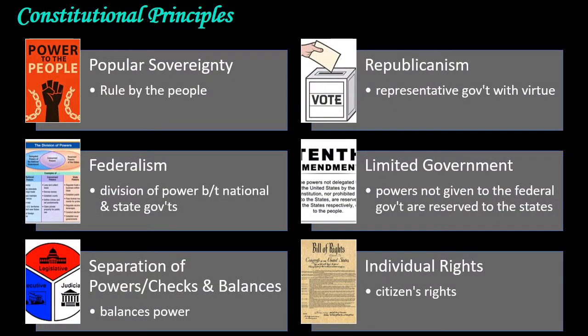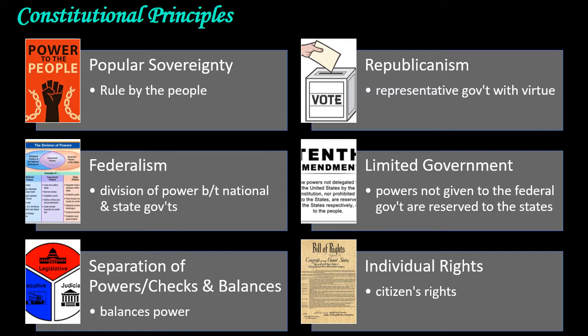There are 6 main constitutional principles that you need to know for this section. Number 1 is popular sovereignty. Simply put, it means rule by the people. The people have the power to select their leaders and therefore control the government.